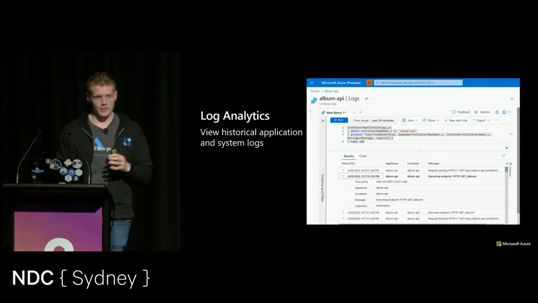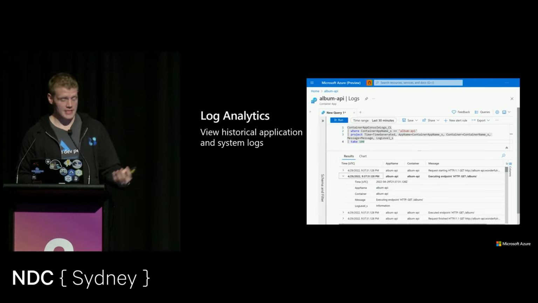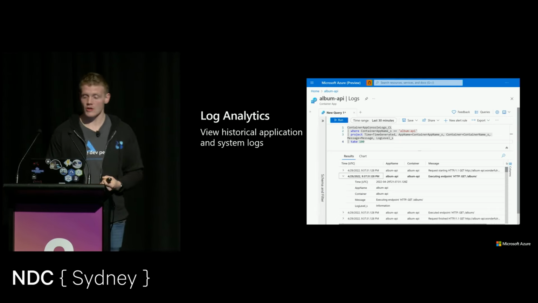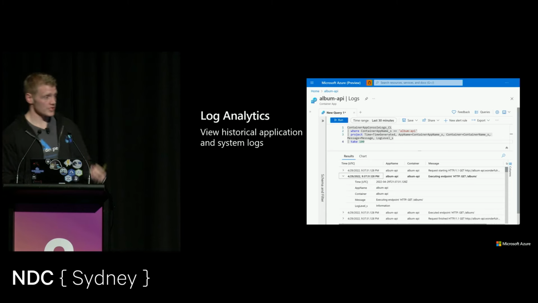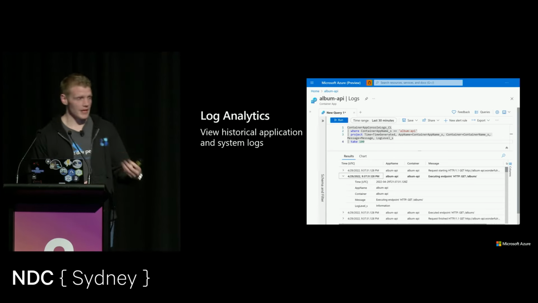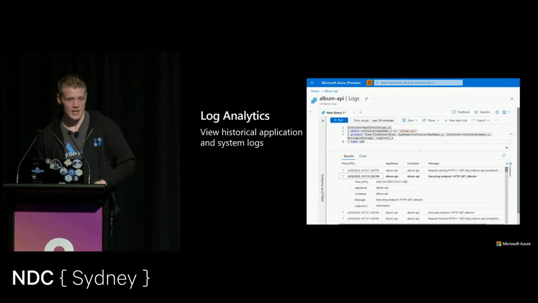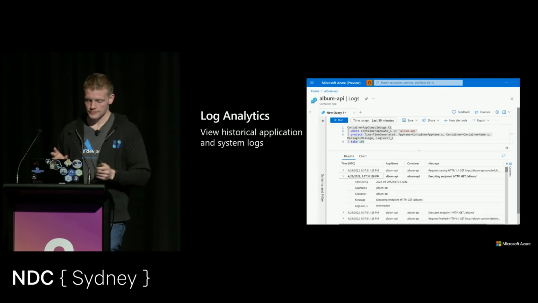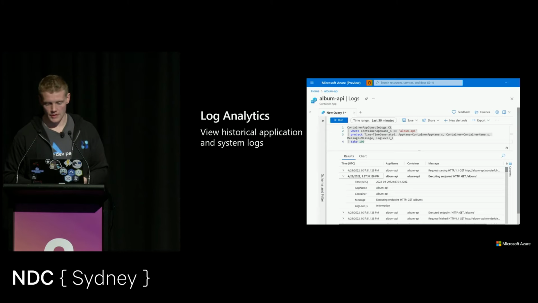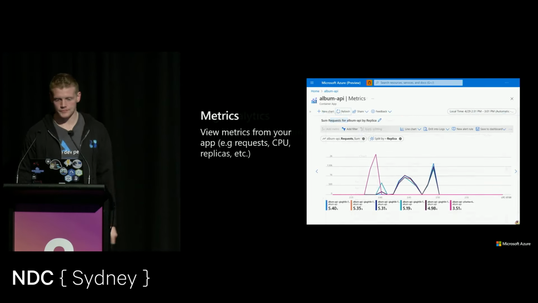There are two types of logs that we can look at from container apps. We can read console logs, which are essentially logs emitted by our application, or system logs, which are logs emitted by the container app service itself. And I'll show you how you can query those two in Log Analytics in the demo.